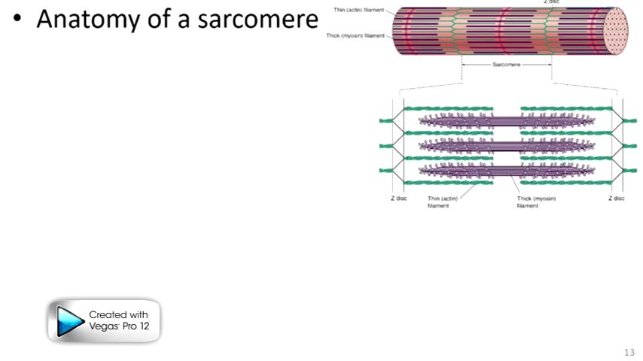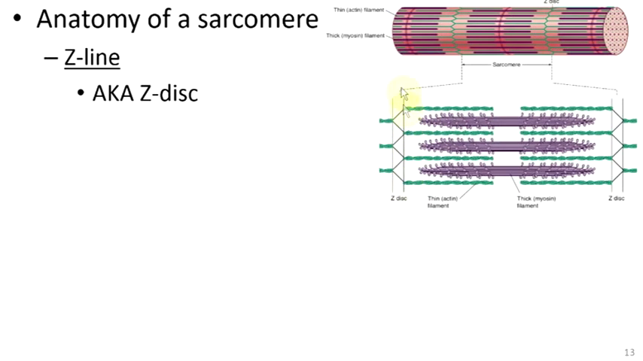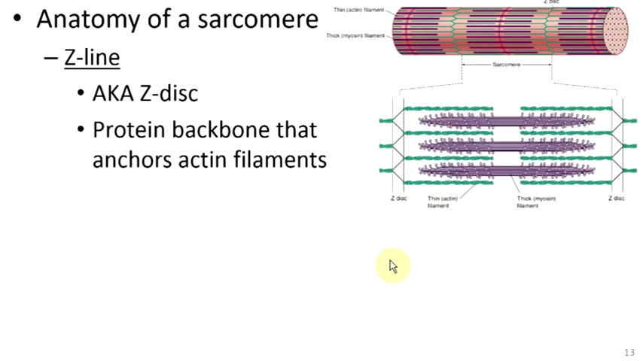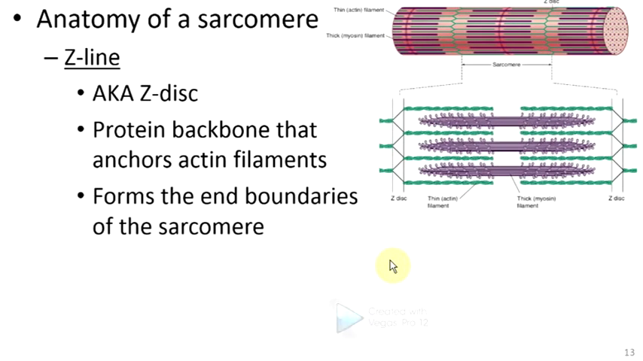So here's a picture of a sarcomere. The first thing that I like to point out here is what's called the Z line or the Z disc, and that is this zigzag line right here on the end. That's the protein backbone that anchors these actin filaments to the sarcomere, and this is what forms the end boundary. So from one Z disc to another is a boundary.